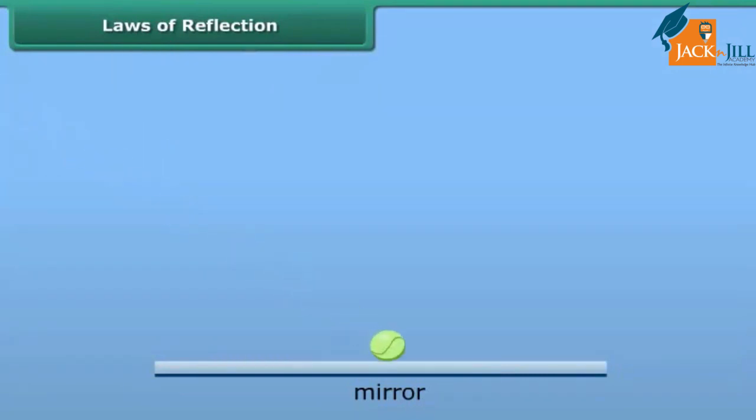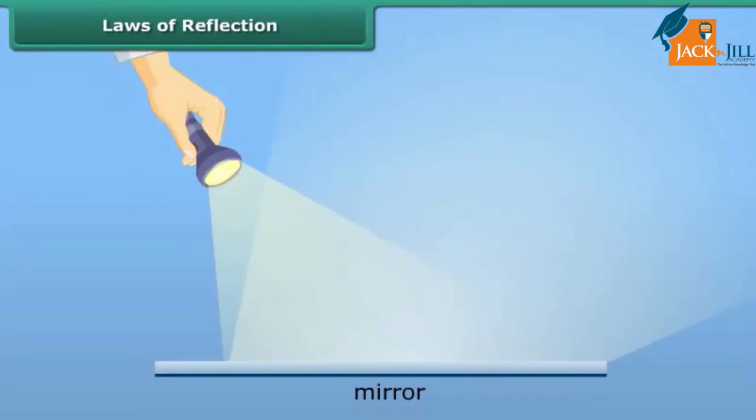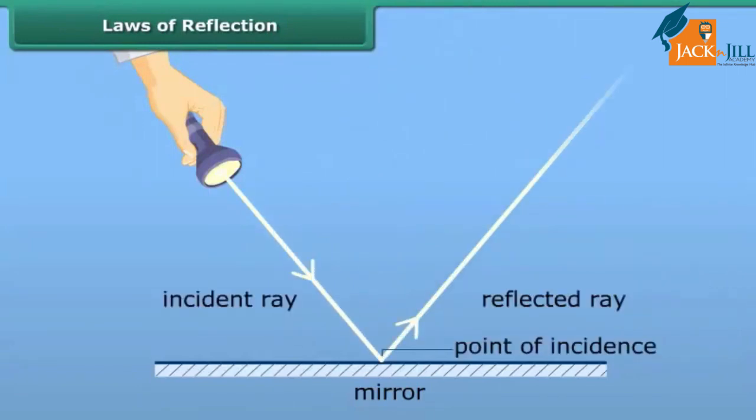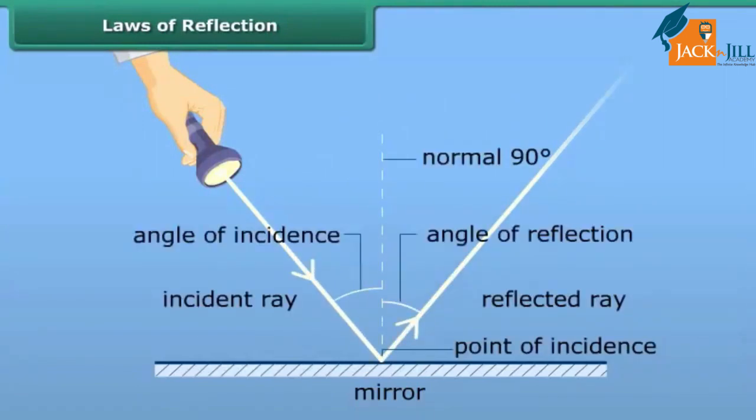Just as a ball bounces off a wall when we hit it, similarly, the light bounces off objects when it strikes it. The most important fact is that the angle at which the light strikes an object is the same as the angle at which it gets reflected. Let us study about it in detail. The reflection of light at a surface obeys the following two laws, which are called the laws of reflection.